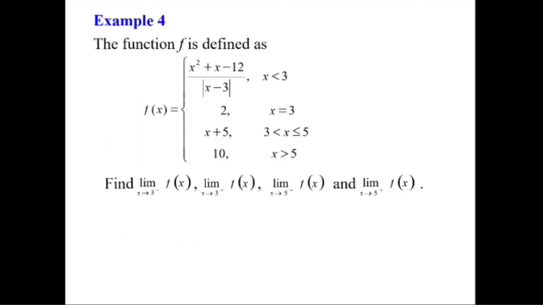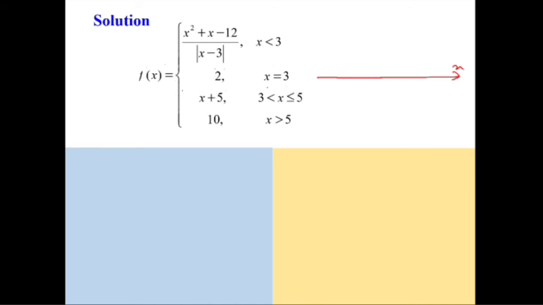In this example, we have quite a few domains given. So it's helpful if you can draw the number line. To draw a number line, first look at the value of x. The smallest value of x is 3, so write 3 on your number line. And then the next value that we have is 5.